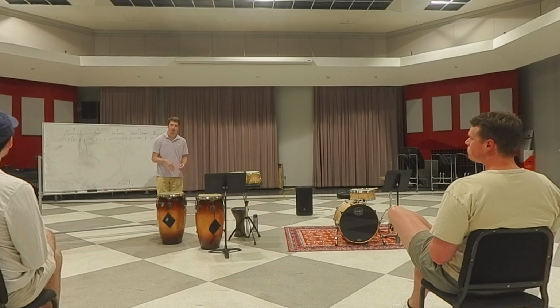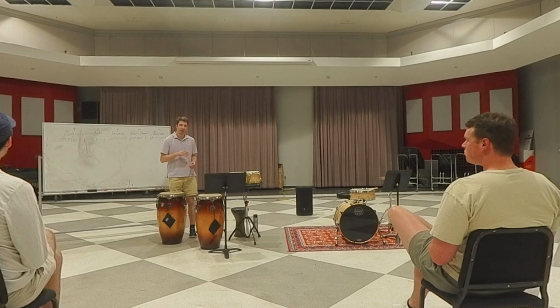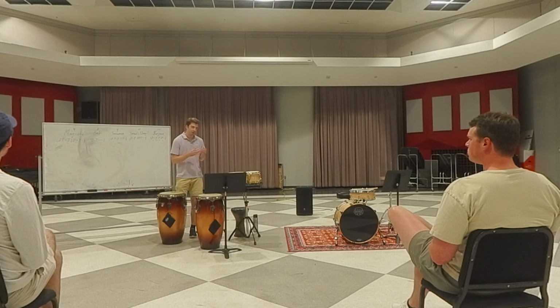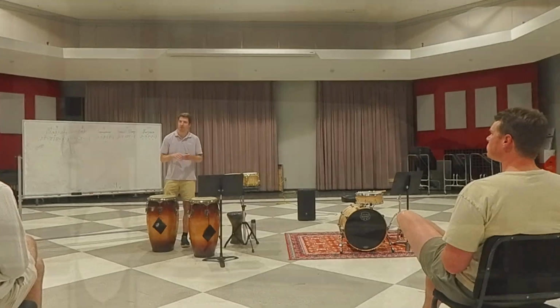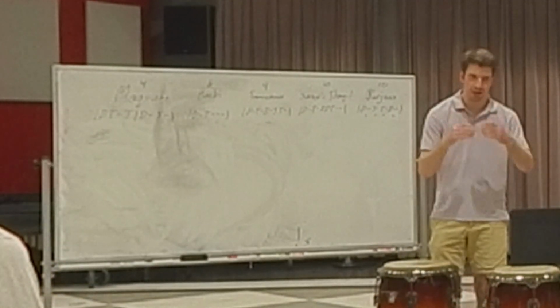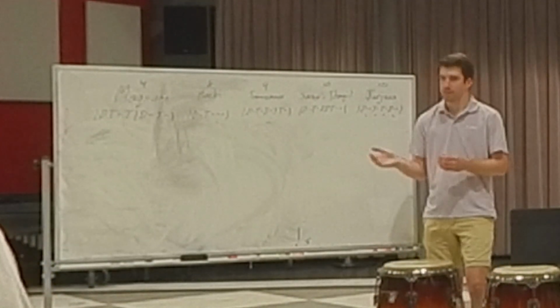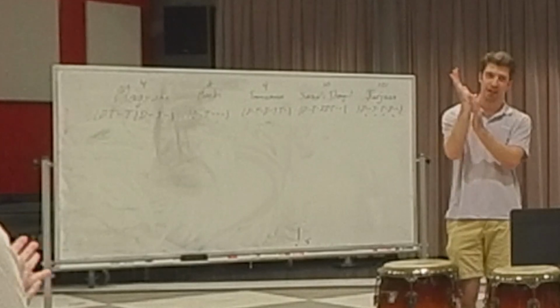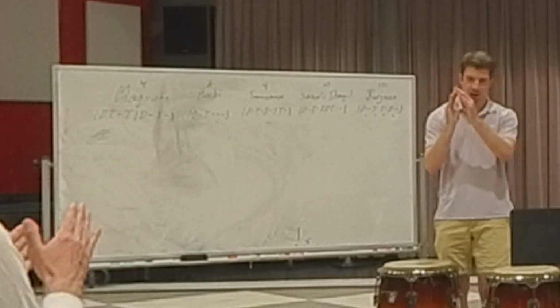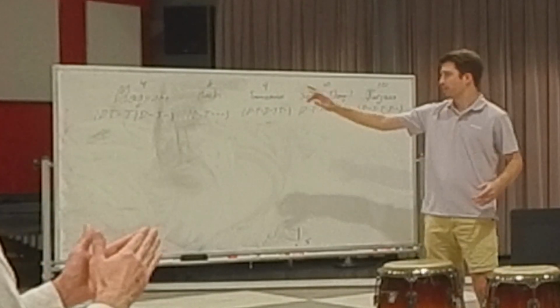So the first one is maksum, a 4-beat rhythm. The D stands for doom, and the T stands for tek. The doom is like the kick drum on the drum set, and the tek is like the snare drum. We're going to play this together, so if y'all will join me. We will have the doom be the palm of our hand, and the tek be the tip of our fingers. We're going to start with maksum.